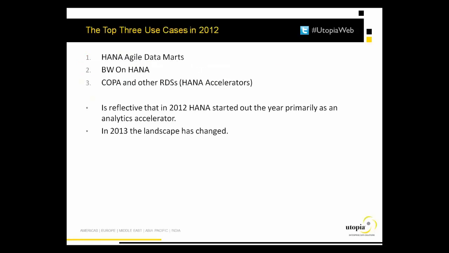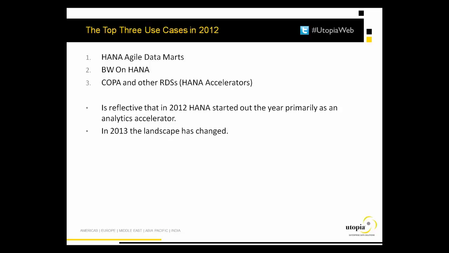So the top 3 use cases that we saw in 2012 were first, HANA Agile Data Marts, BW on HANA, and then COPA, which stands for Controlling and Profitability Analysis. That's a subset of data inside of Business Suite, and there are other objects or data sets inside of Business Suite that are relevant for the use of an RDS, and an RDS is a rapid deployment service.